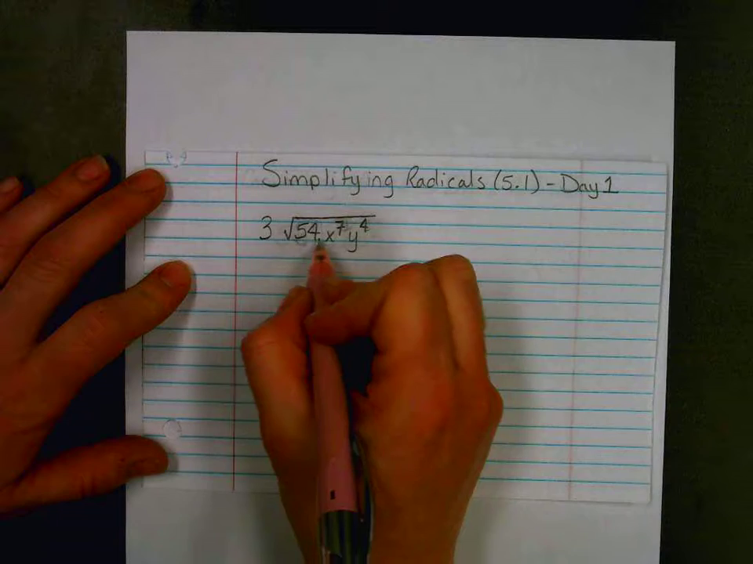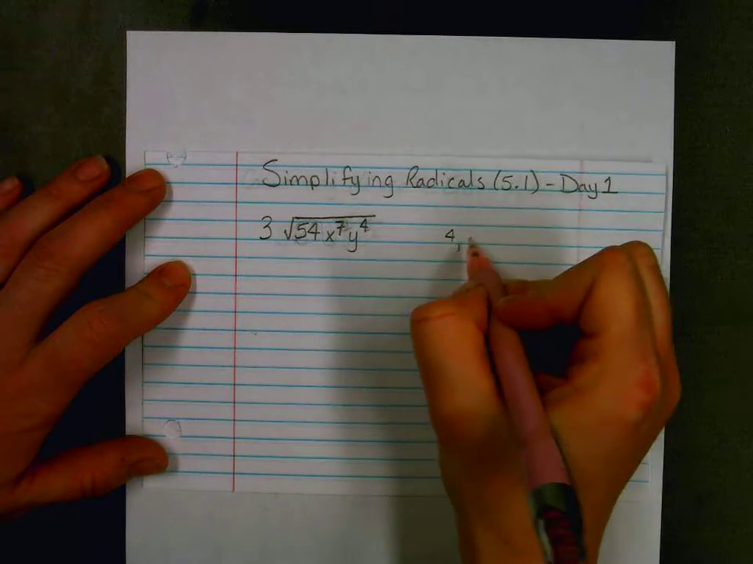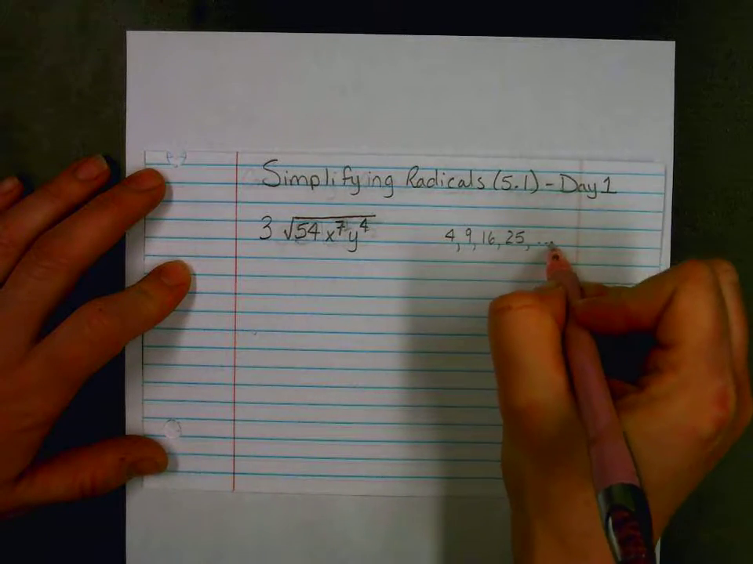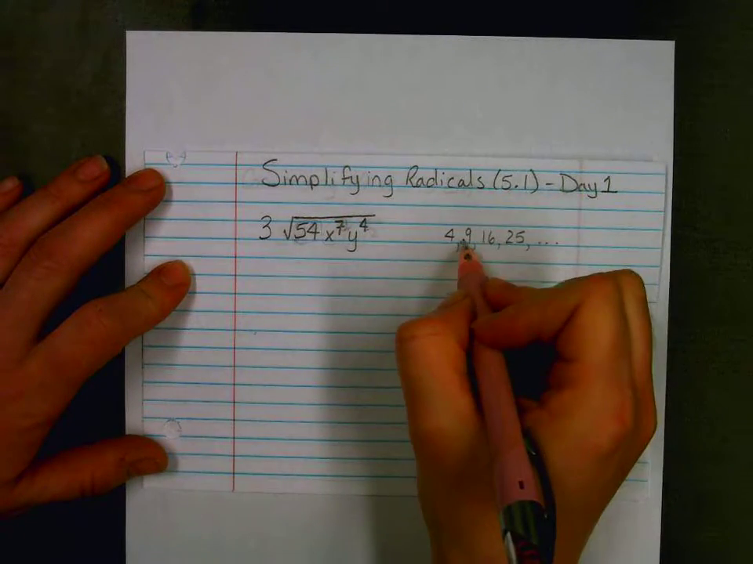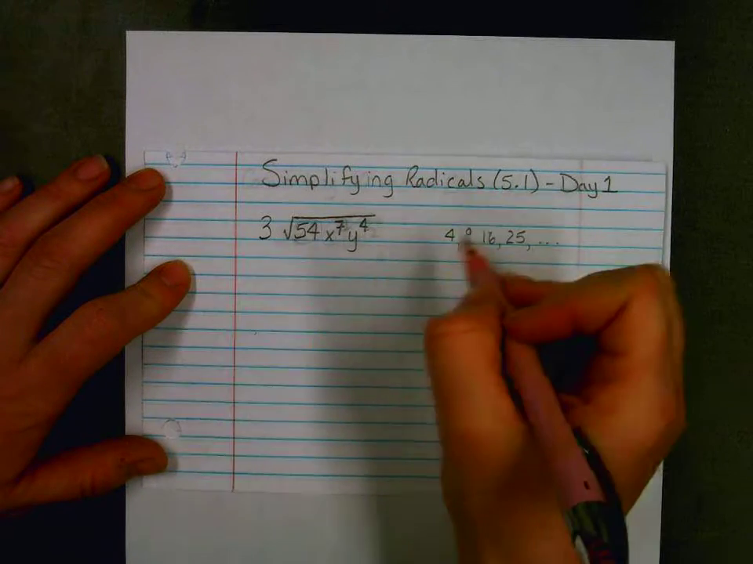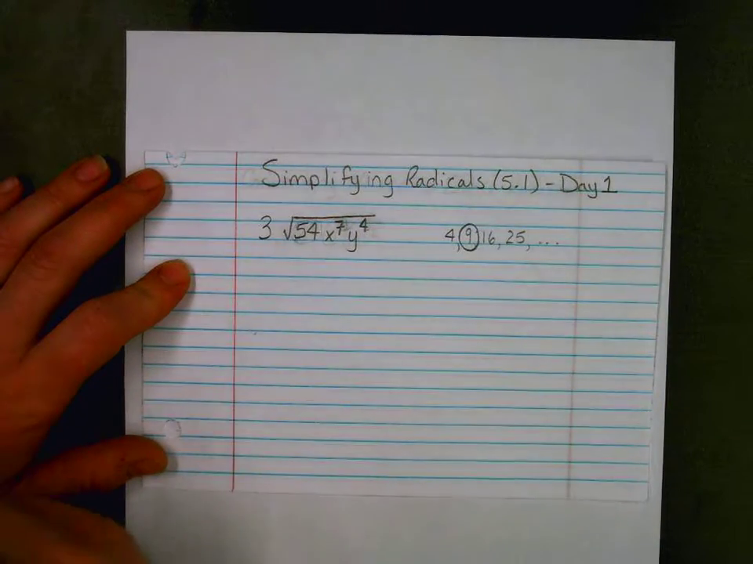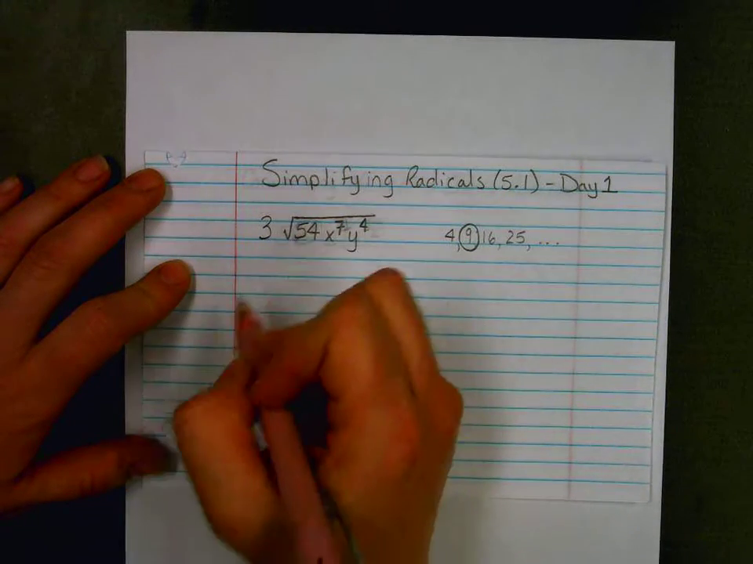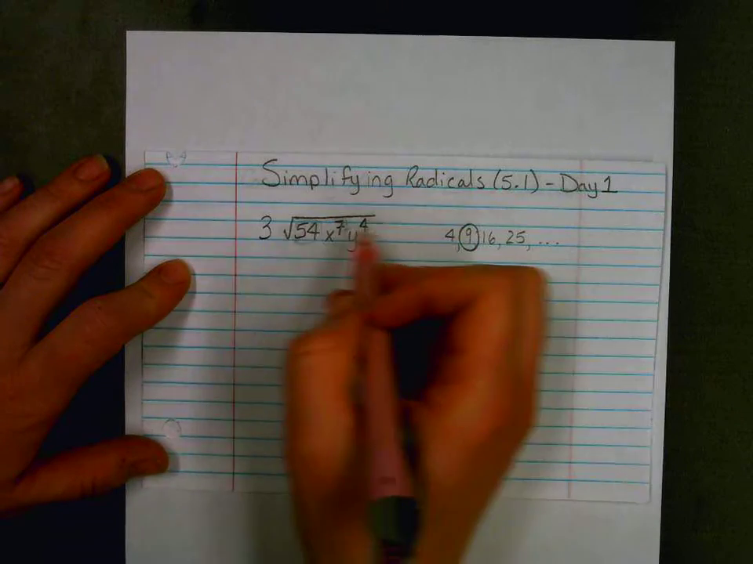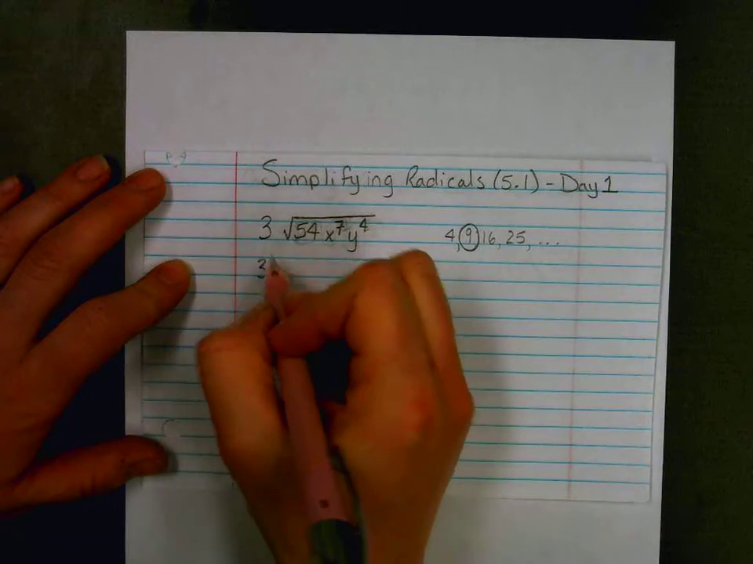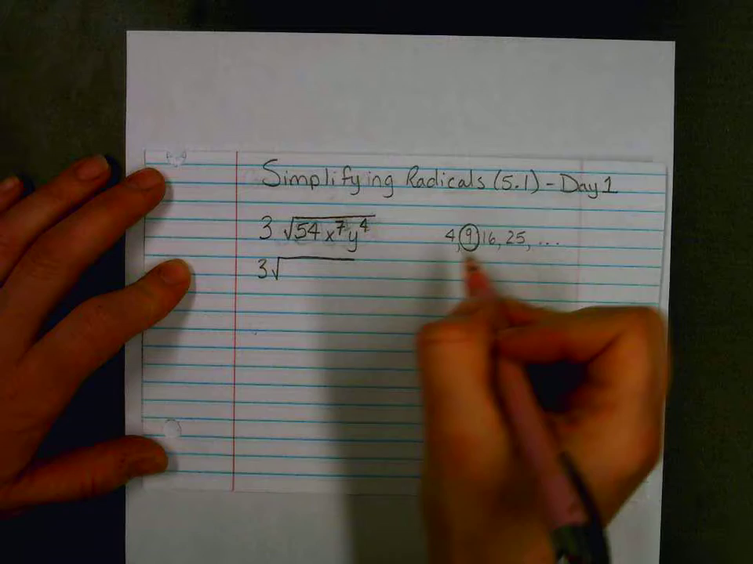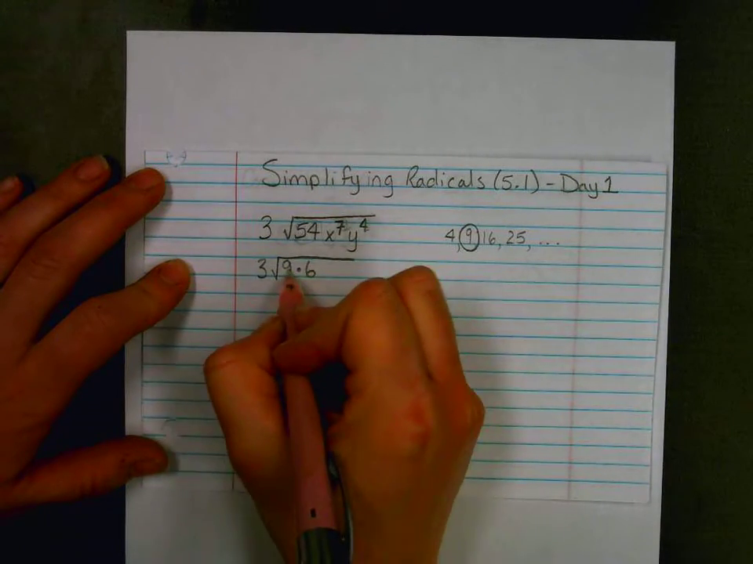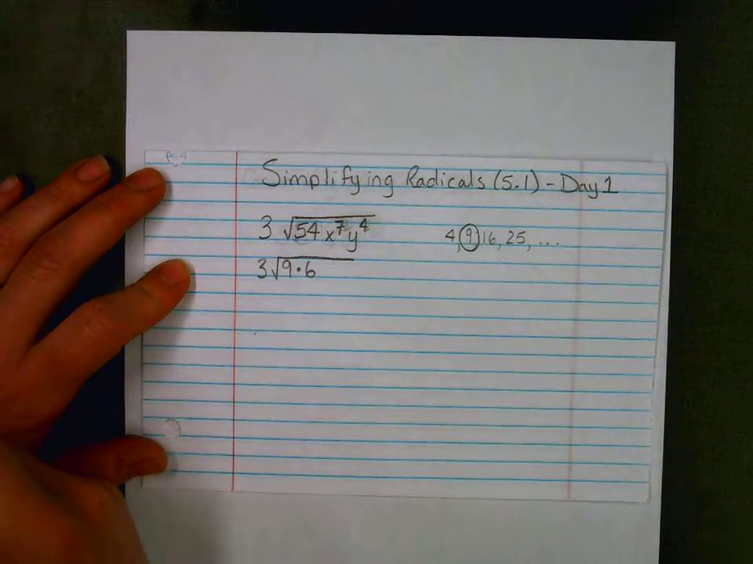The perfect squares I'm going to consider are 4, 9, 16, 25, and so on. The perfect square that can divide into this number evenly would be the number 9. So I'm going to go to my radical. I'm going to rewrite the number 54 as a product of two numbers. So this 3 is going to stay outside my radical. The number 9 times 6 would be my product to give me 54.